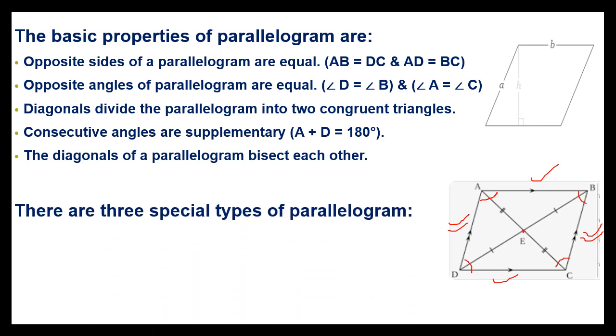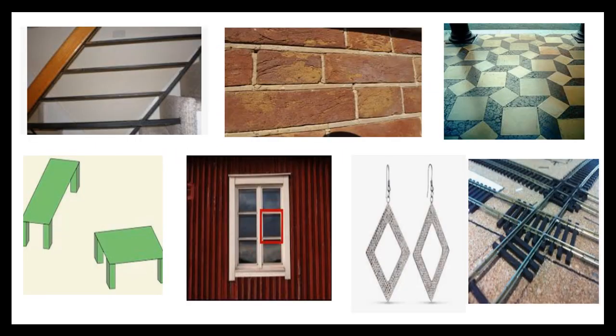There are 3 special types of parallelogram, and these are rectangle, rhombus and square. These are some real life examples where we can observe the parallelogram. You can see the letter bars are parallelograms. The edges of the brick, these two edges of the brick, are parallel to each other. These are the vertical edges of the brick, they are also parallel to each other. So this forms a parallelogram.